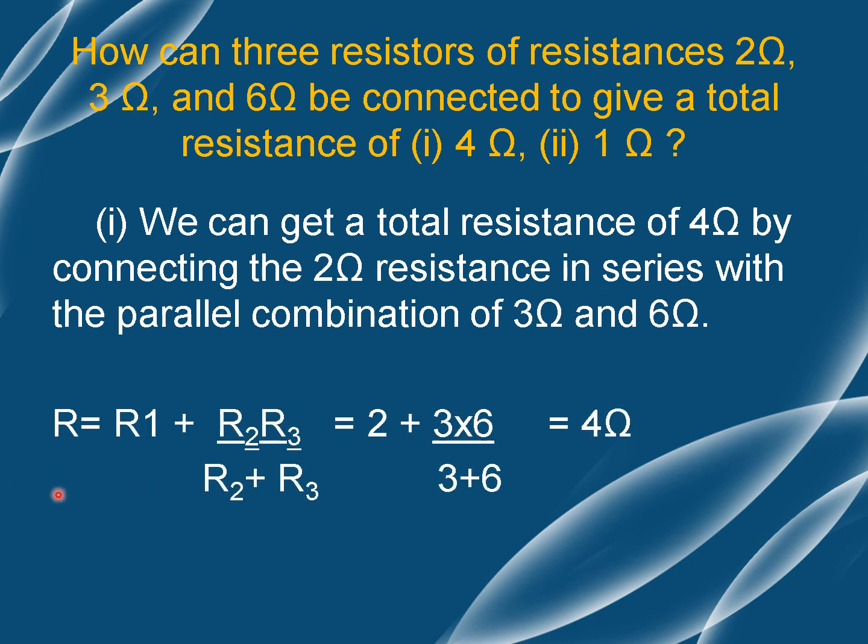So we have R is equal to R1, as it is connected in series, plus the parallel combination, that is the second and the third resistors, R2 R3 divided by R2 plus R3. So we have 2 plus 3 times 6 divided by 3 plus 6, that is equal to 4 ohm, and here we have the answer, 4 ohm.